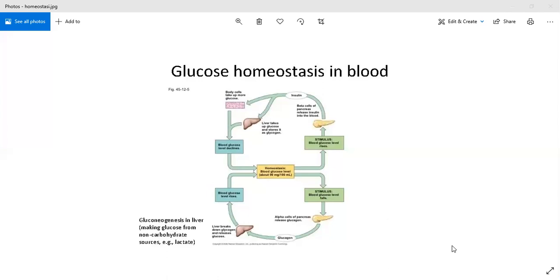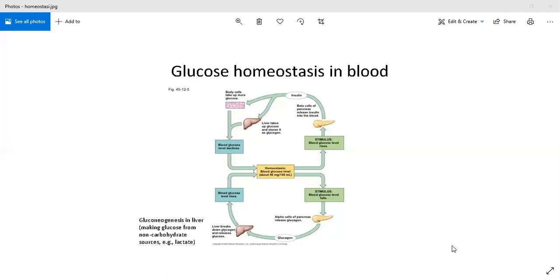So both hyperglycemia and hypoglycemia are dangerous. So we need to maintain a steady state of glucose, a steady amount of glucose. That is why we need glucose homeostasis.